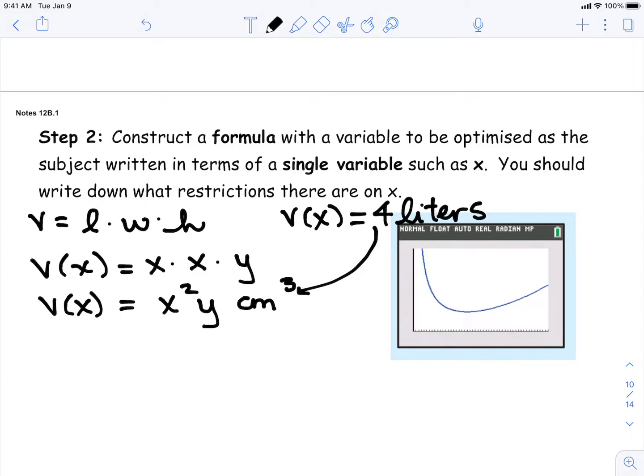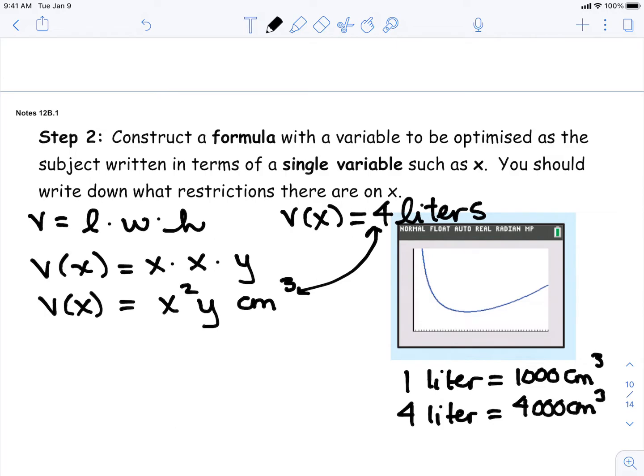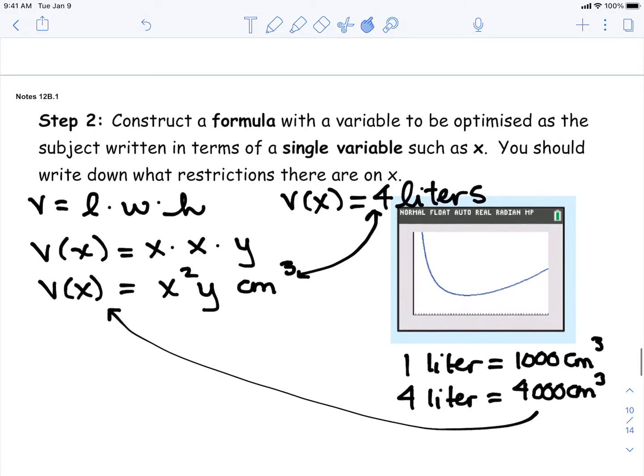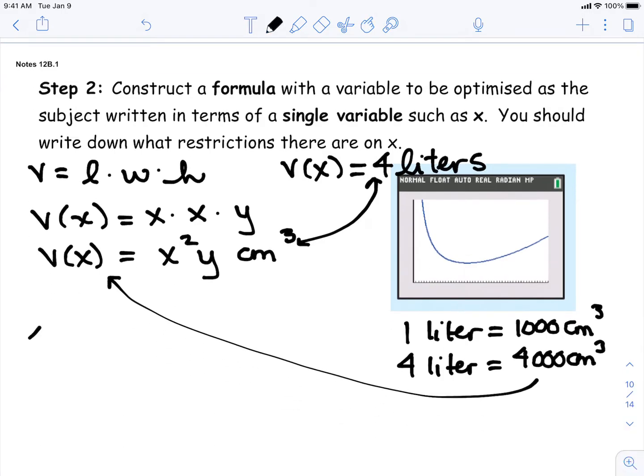Liters and centimeters are not the same, so I'm going to give you a conversion. 1 liter is 1,000 centimeters cubed. So if we have 4 liters, that would mean we'd have 4,000 centimeters cubed. Now we can substitute that into the equation for the volume of x. So 4,000 equals x squared y.